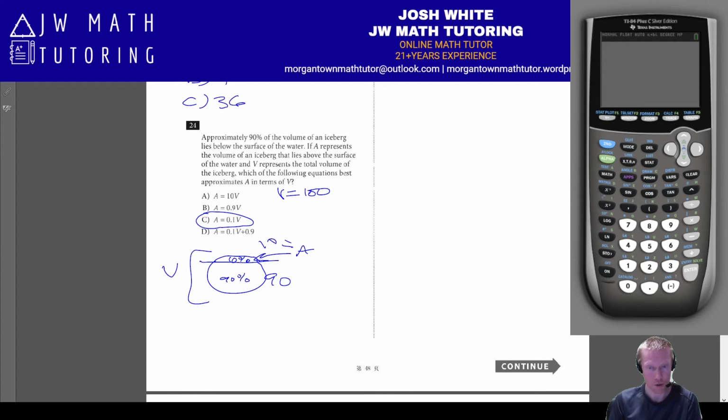So plug all those in and see which equation makes sense. For A, all of them are going to be 10 equals. So for A, you have 10 equals 10 times 100. Obviously wrong. B, you have 10 equals 0.9 times 10.